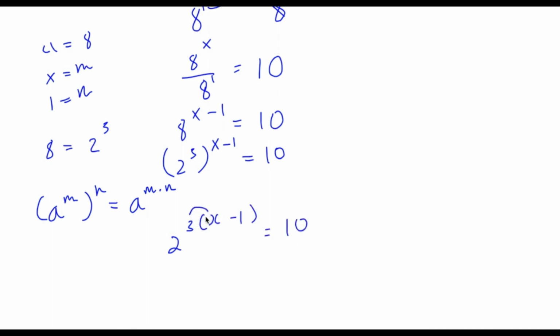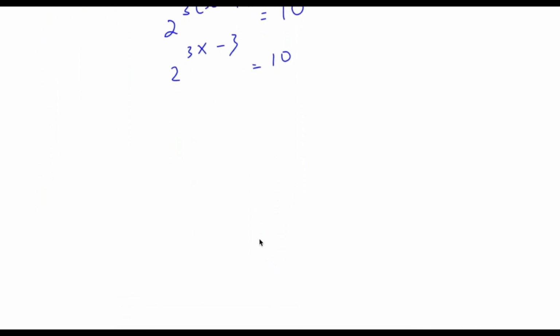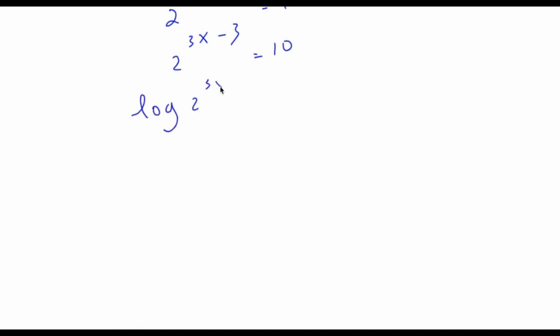Now we have to simplify this, so we're going to distribute the 3. So this would be 2 to the power of 3 times x is 3x, minus 3 times 1 is 3. Now this is equal to 10. So now we have 2 to the power of 3x minus 3 is equal to 10, and now I'm going to take the log on both sides. So now I have log 2 to the power of 3x minus 3 is equal to log 10.